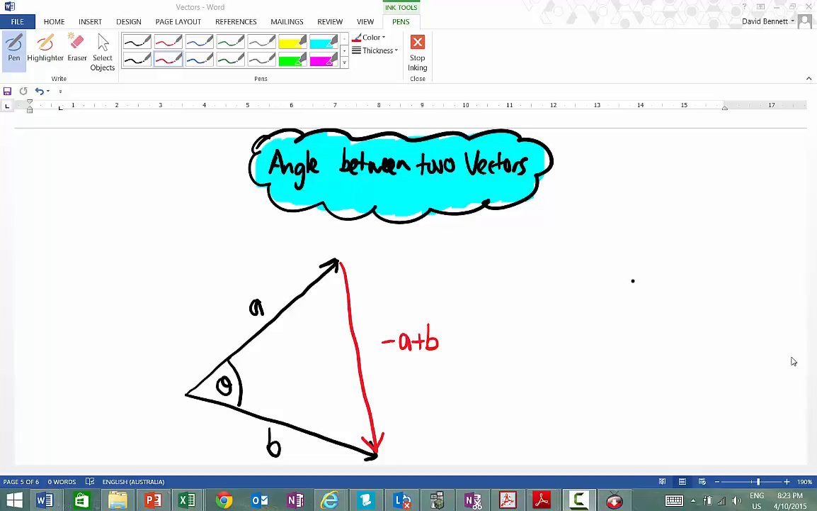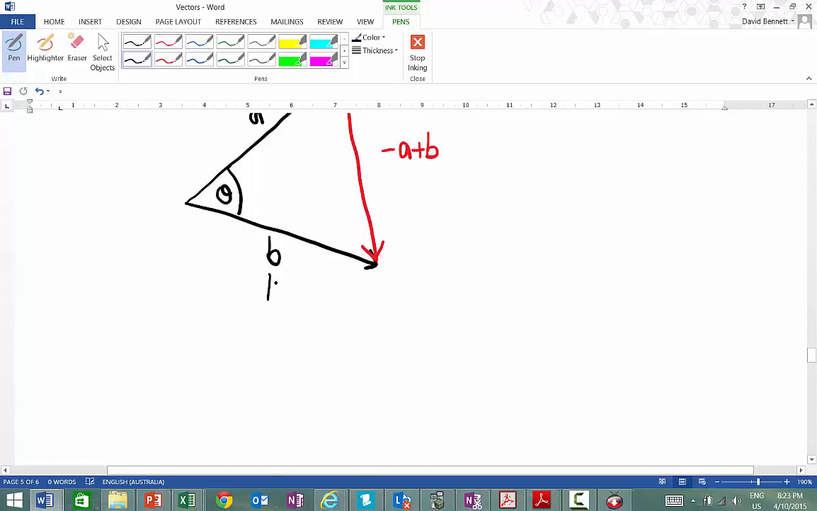G'day, in this video today I'm going to be looking at trying to work out the angle between two vectors. Now I'm just going to do the algebraic thing first for you just so you can see what's going on. We've got a vector here A and B. Now we know the length of that vector is going to be A, and then we know the length of this vector here is going to be B.